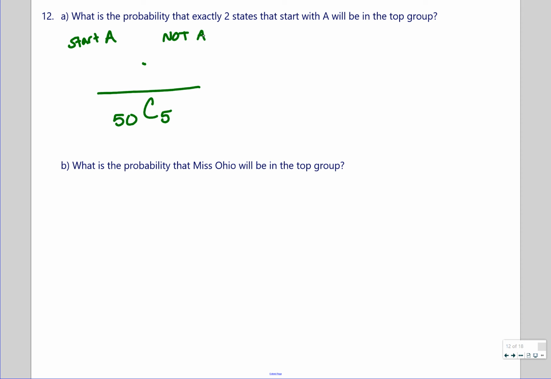Alabama, Arkansas, Alaska, Arizona. Final answer? That sounds right. So out of those 4, how many are we choosing? 2. And if 4 states start with the letter A, how many do not? 46. And how many are we choosing from there? 3. All right, let's see. 4 choose 2, 46 choose 3, and 50 choose 5.